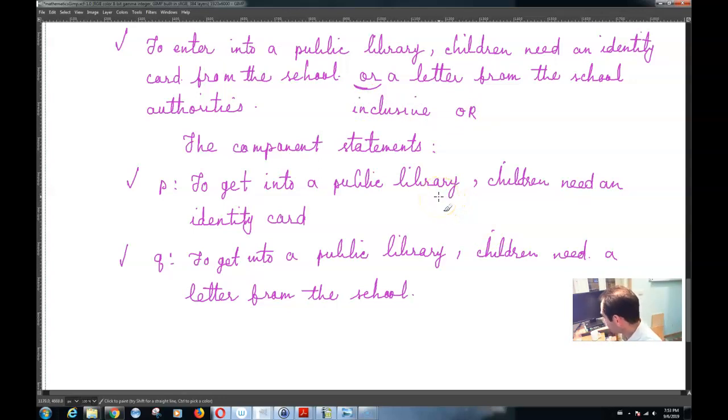So here it says that children can enter the library if they have either of the two, an identity card or the letter, as well as when they have both. Therefore, it is inclusive OR. The compound statement is also true when the children have both the card and the letter. So that's basically that.